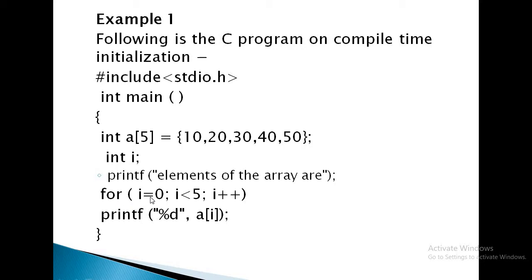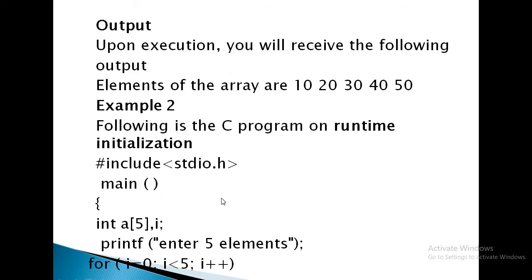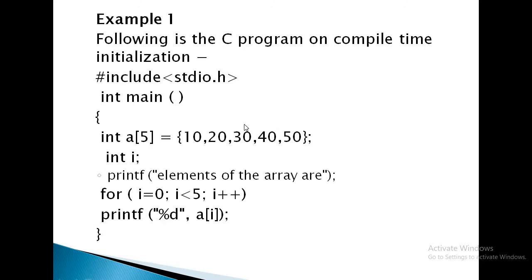In the for loop, i equal to 0, i less than 5, and then i plus plus. This i value is incremented one by one up to i less than 5. By default the i value is 0. Whenever this condition is true, the i value will be incremented automatically. When this condition fails, the loop is terminated. So the output is the elements of the array: 10, 20, 30, 40, 50. These inputs are already declared in our program itself.